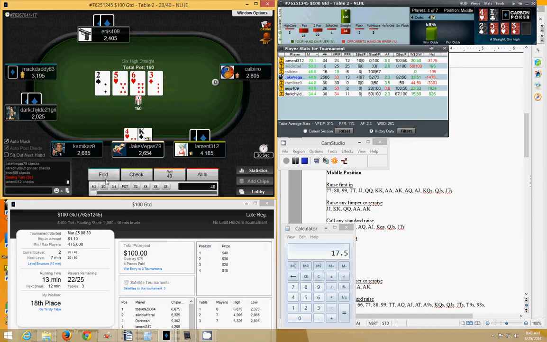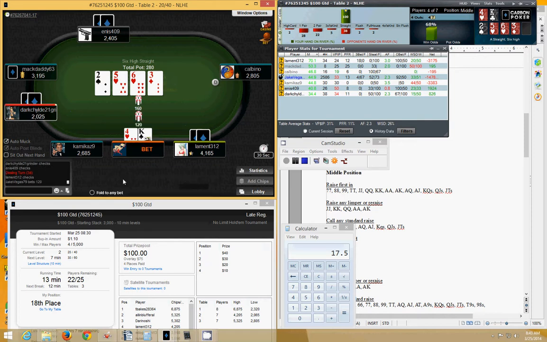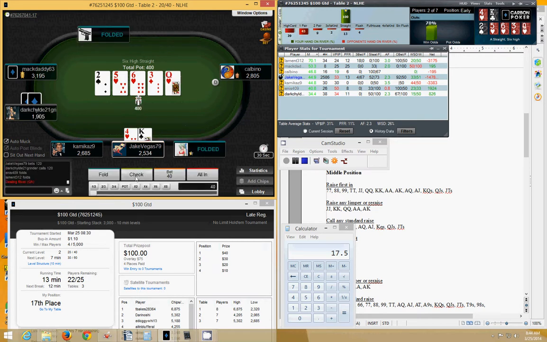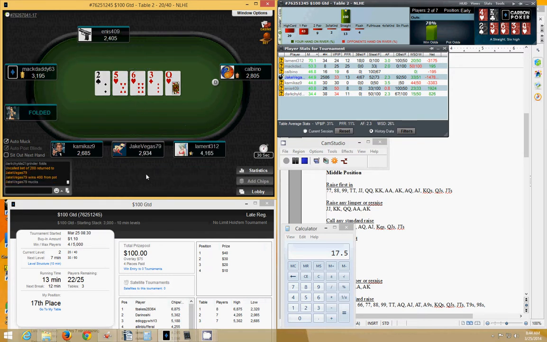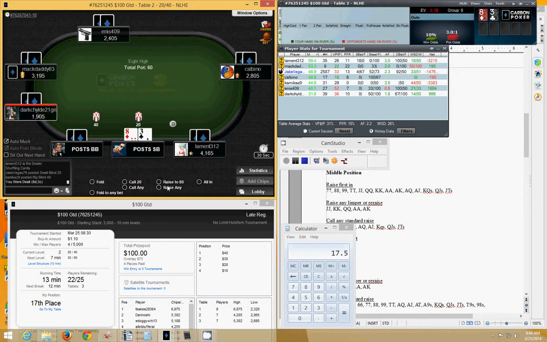So I have a straight here. There's a flush possibility out here. I'm going to bet 120 at the pot. See if we can get some folders here and take this little pot down. And the flush came. I don't like that card, but we're going to bet it anyways. We'll see if we get... Nah, he didn't have it. So we added some chips to our stack there.